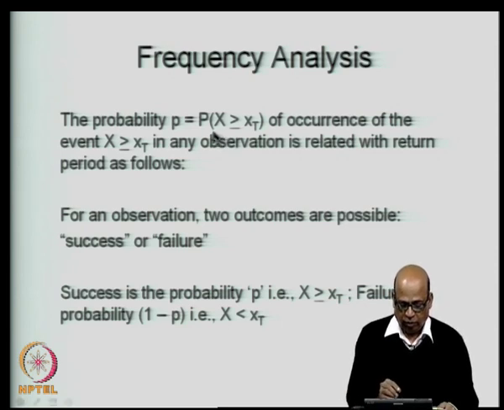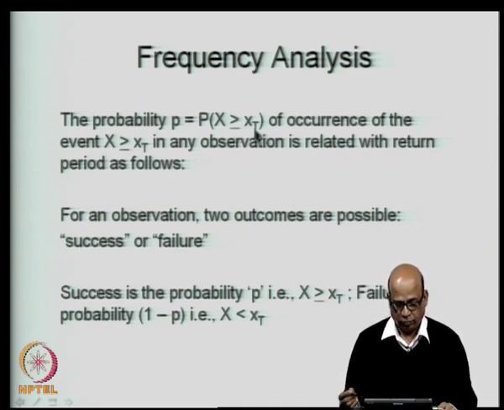So, this is the event that we are interested in, x being greater than or equal to x_T. The subscript T here denotes the return period. As your return period changes, your x_T changes, or as your flow magnitude x_T changes, the return period changes, and therefore, we denote this with a subscript T, indicating that the event here is dependent on the return period T. So, we will denote this probability p as the probability that x is greater than or equal to x_T.